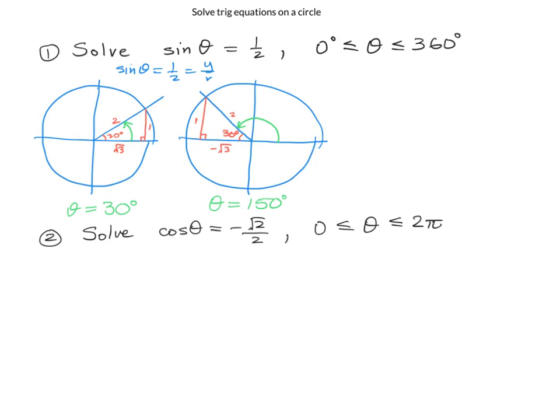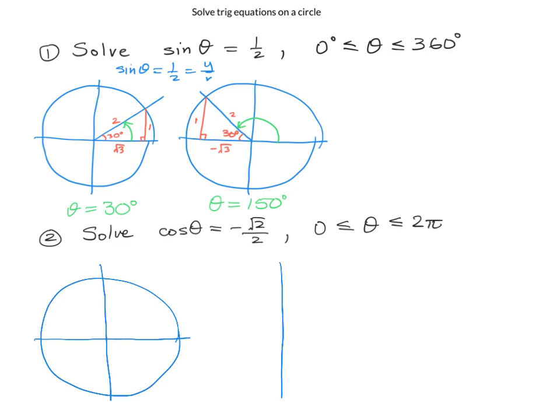All right, so here we go. Solve cosine theta equals -√2 over 2, 0 less than or equal to theta less than or equal to 2 pi. Okay, so once again, I expect two answers, so I'm going to draw two circles. And again, almost always there will be two circles. There are exceptions, and we will see one exception later on in the examples.